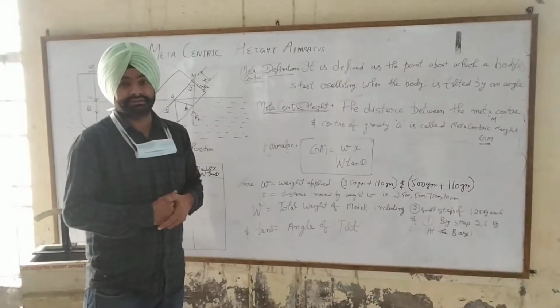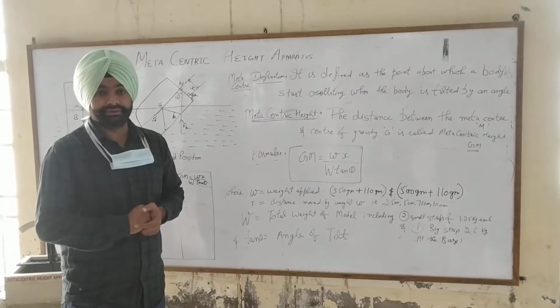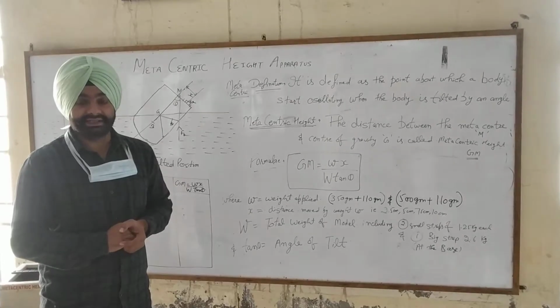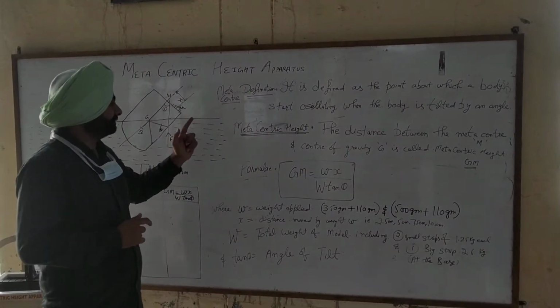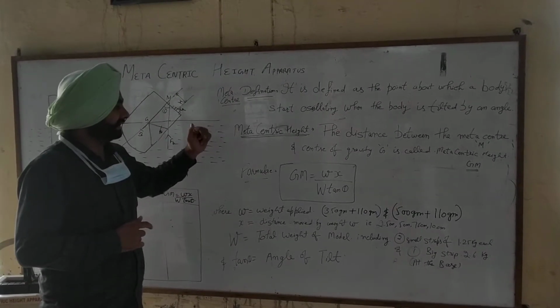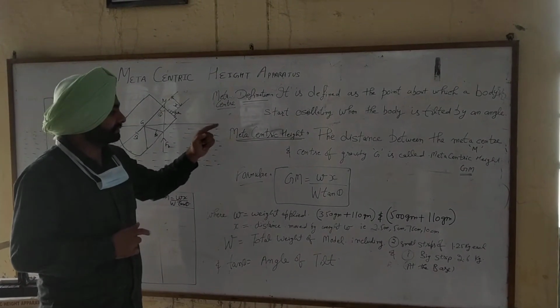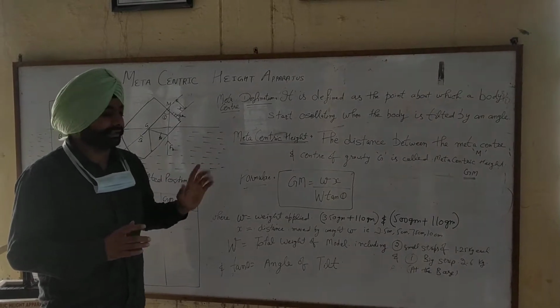Good morning, students. Today we are going to perform a new experiment, that is metacentric height. You must know the definition of metacentric. It is defined as a point about which a body starts oscillating when the body is tilted by an angle.